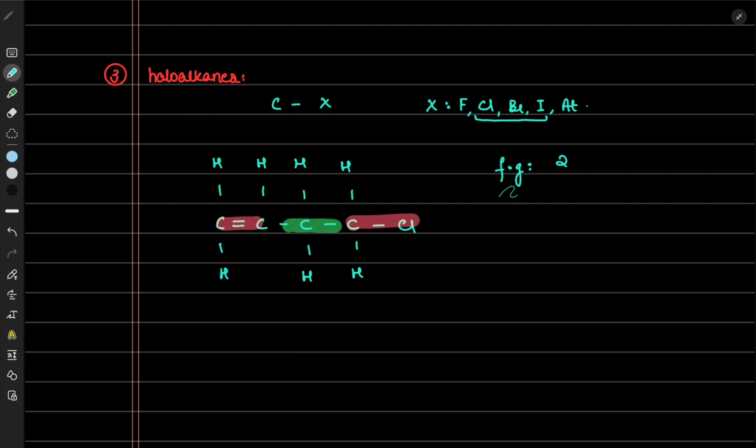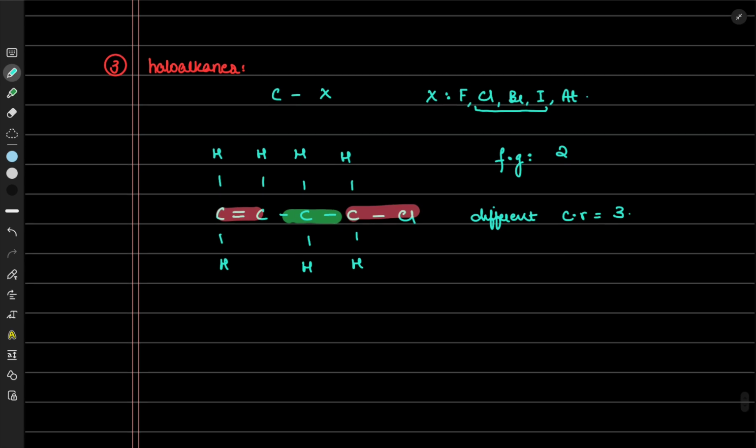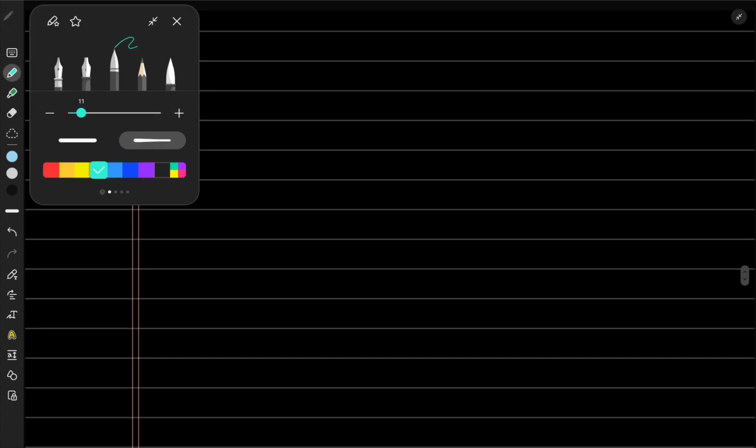So if I were to ask you how many different chemical reactions this compound will show, of course they will be three, because it will show chemical properties for alkanes, for alkenes, and halogenoalkanes or haloalkanes, whatever you like, right? So let's move forward.